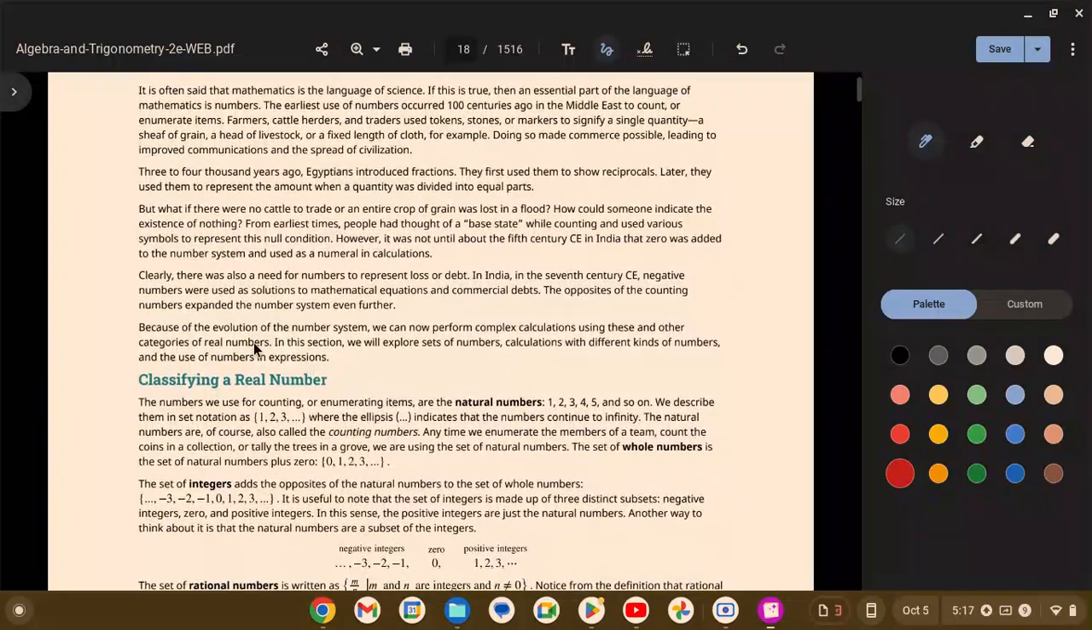It is often said that mathematics is the language of science. If this is true, then an essential part of the language of mathematics is numbers. And actually, I'm going to disagree with that. Science and mathematics are languages that bolster each other. They don't necessarily represent each other. Because there's a lot of math that I've seen that, like, you would ask, why would we use that at all? And in most cases, you just wouldn't. So I think it's a little more complex than that's saying.